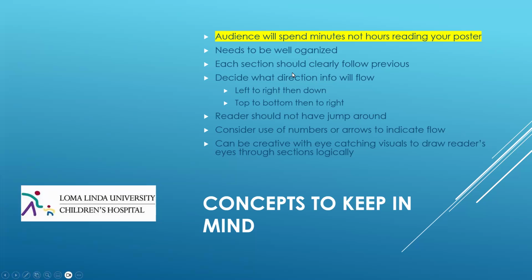Each section should clearly follow the previous section, and you have to decide what direction you want your information to flow: left to right, then down, or top to bottom, then to the right. I've pretty much always made mine top to bottom, then to the right. But you don't want your reader to jump around. You want to be easy on their eyes. You can also use numbers or arrows to indicate the flow, where you want them to look next. You can be creative with eye-catching visuals to draw readers' eyes through sections logically. Now I've got lots of pictures in here that I'm going to be showing you to give you lots of good ideas.